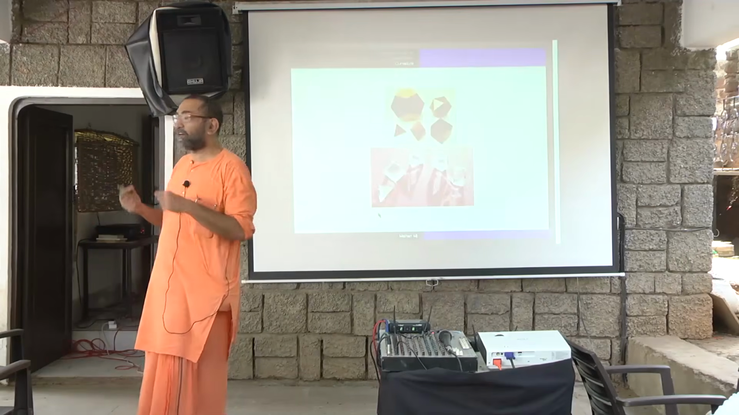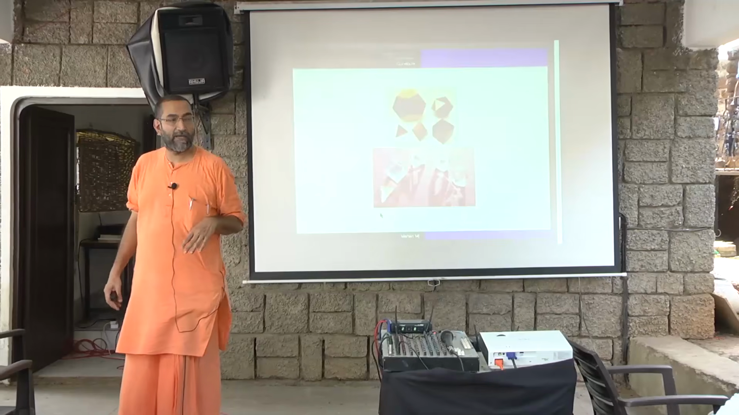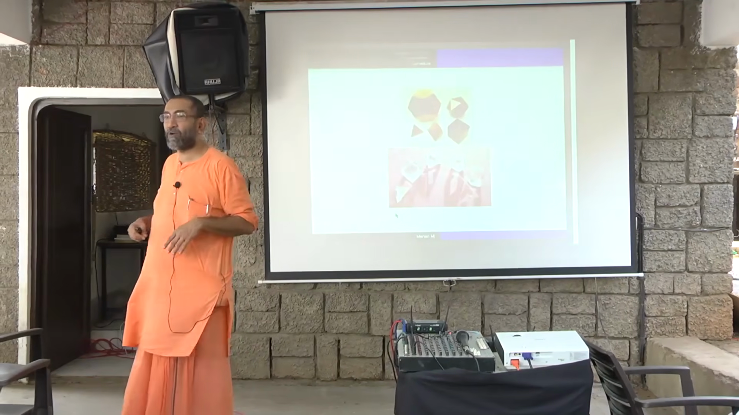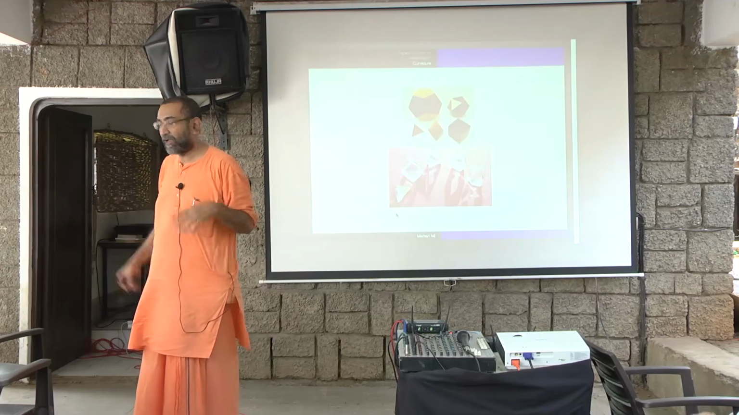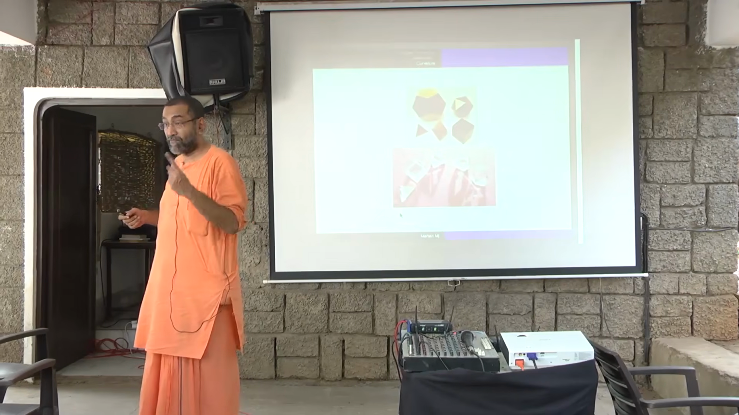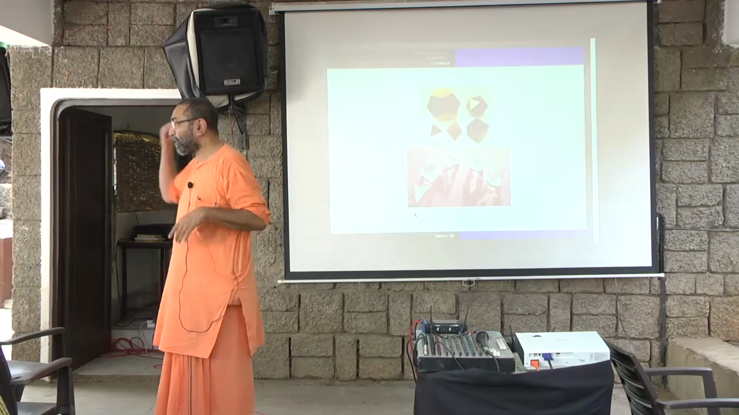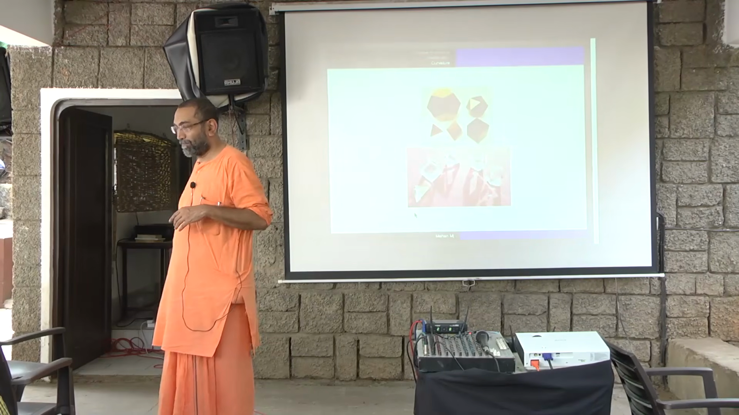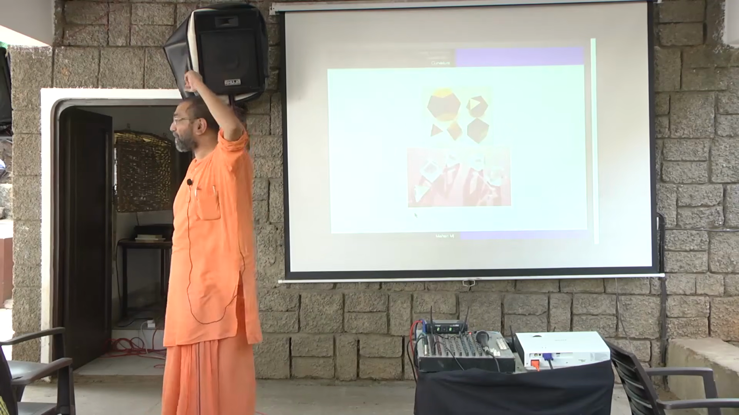Each face of the tetrahedron is what? An equilateral triangle. What is an internal angle? 60. How many angles are there around a vertex? 3. What is the total angle around a vertex? Pi by 3 plus pi by 3 plus pi by 3. 180 degrees. That's pi. What's the angle defect? Pi. 2 pi minus pi, pi.